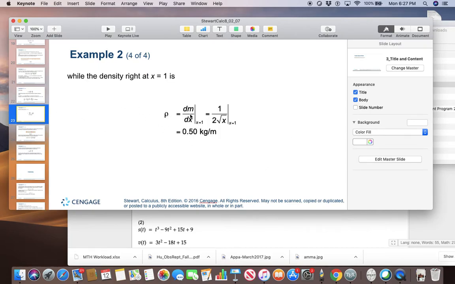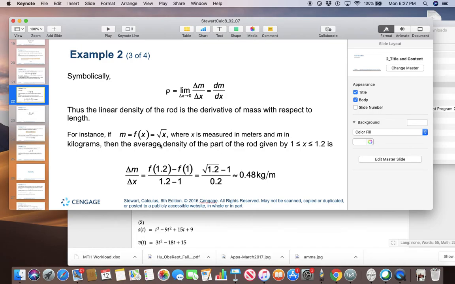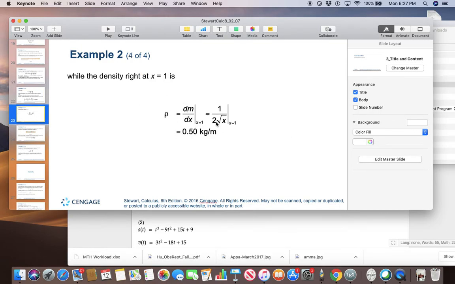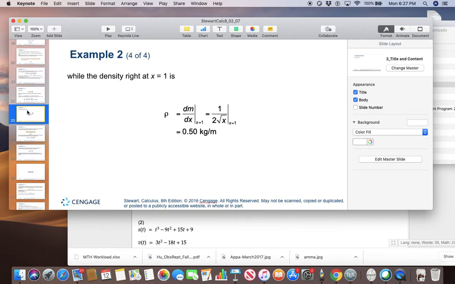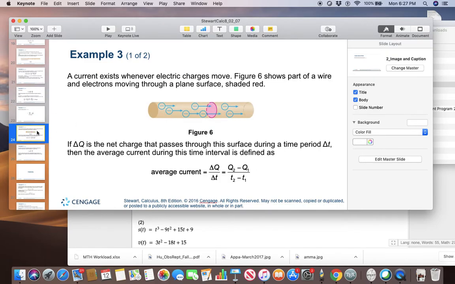Well, you have to take the derivative with respect to x. I want to find linear density at x equals 1. Evaluate at x equals 1 the function for m. What was the function for m? Square root x. So the derivative of square root x is 1 over 2 root x. Evaluated at x equals 1, you get this. So you see, average density over 1 to 1.2 is quite close to the linear density, the derivative.